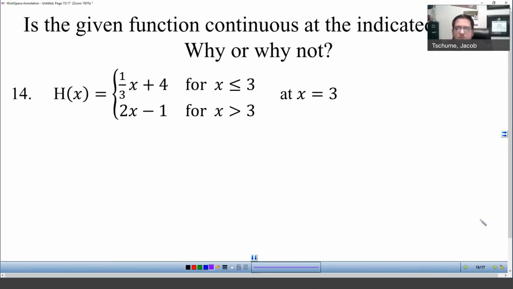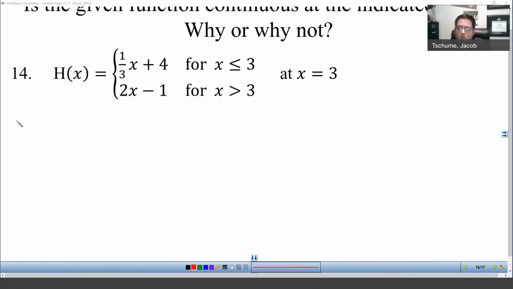All right, so here we go. Number 14, same instructions. If h of x is 1/3 x plus 4 for x less than or equal to 3, and 2x minus 1 for x greater than 3, is the following function continuous at x equals 3? All right, so part 1. Now we want to take x equals 3 and plug it into the function. So I want to know what is h of 3.